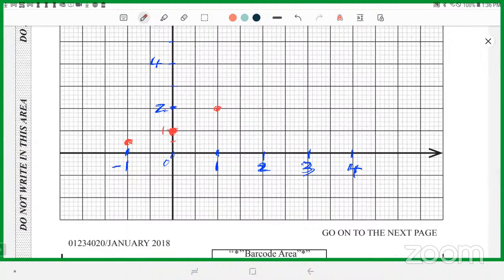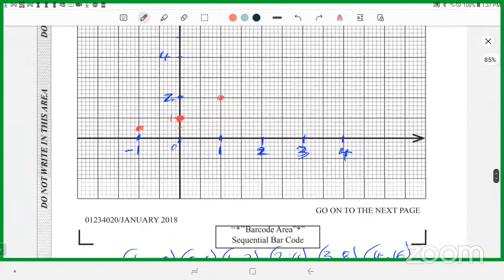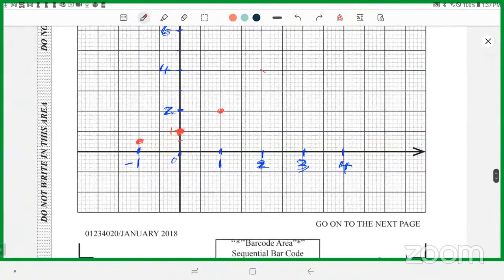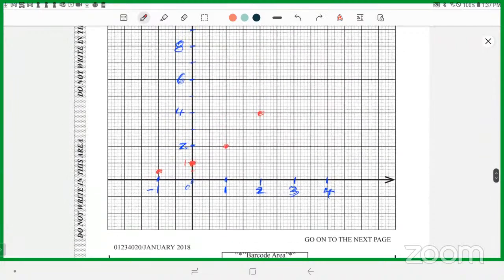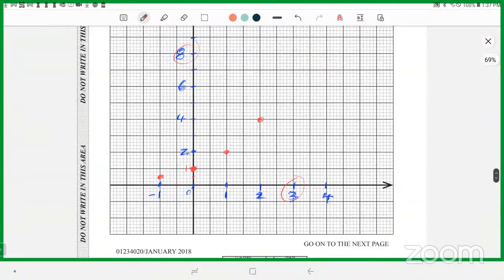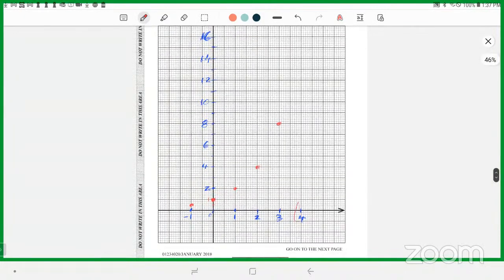Right there. The next point is 2, 4. 2, 4 is right here. The next point is 3, 8. And then 4, 16, right? So 3, 8 is right here. And then 4, 16 is all the way up here. So the 4 here coming all the way up to 16, which is right here.